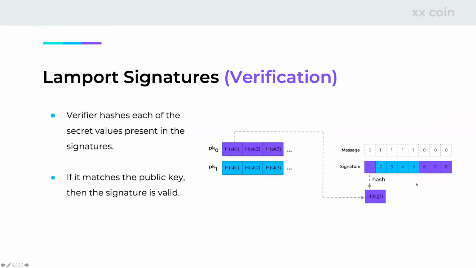How do you verify that the signature is valid? So you basically get that signature from the previous step, and you hash each of those secret values that was released for every bit. If that hash is present in the public key, then it's a valid signature. If not, then you should ignore it because that's not valid.